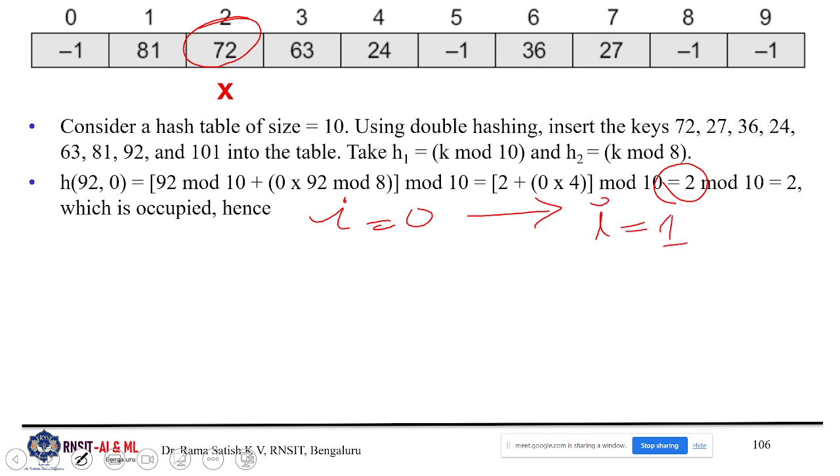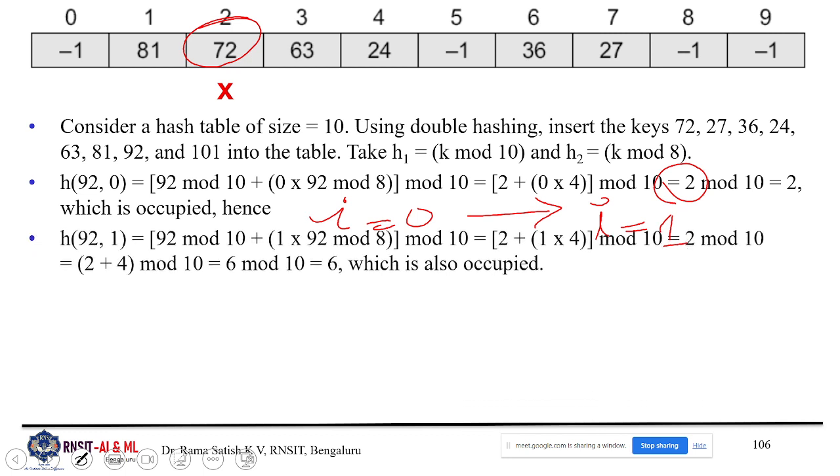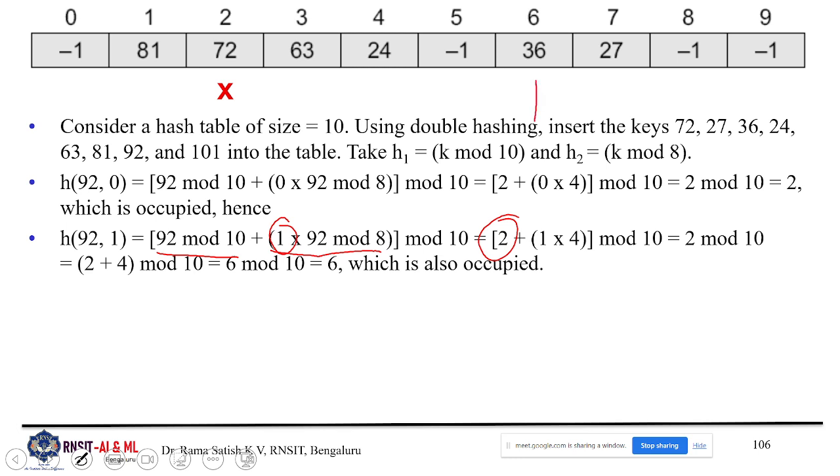So I becomes 1 now, and you can see, just clear the things. For 92 we have written 92 mod 10, plus 1 into 92 mod 8. When you compute 92 mod 8, we get 4. And 92 mod 10 is 2. So this 4 is multiplied with the I value, that is 1. So 4 into 1 is 4. 4 plus 2 is 6.